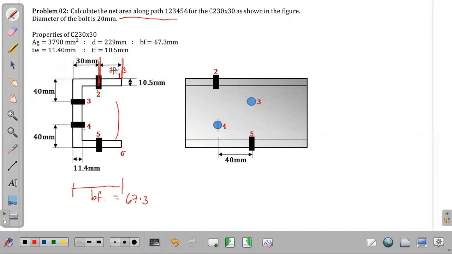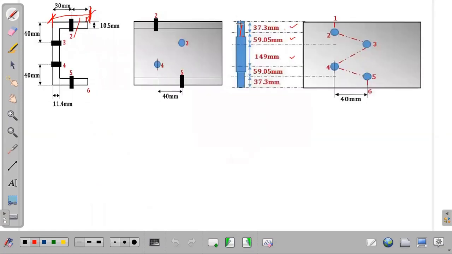X pala. Ito na yung magiging value natin. Ito yung X natin, ito yung hinahanap natin. So, paano natin isosolve yung X natin given yung BF natin, 67.3 minus yung 30, kaya 37.3. Okay? Yan yung 37.3 natin. Eh, paano naman yung 59.05?